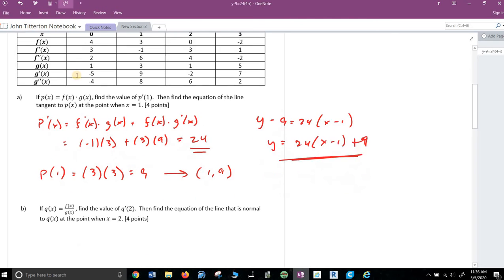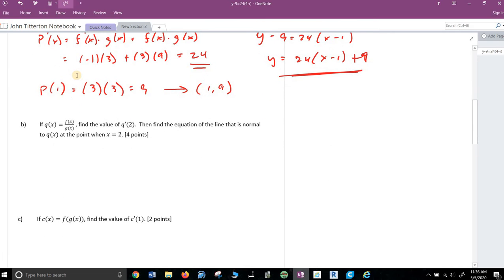And then, of course, they're going to do that. They do quotient rule. They got me with this because they got this little normal thing here, so you have to do the flippy floppy thing with the slope.